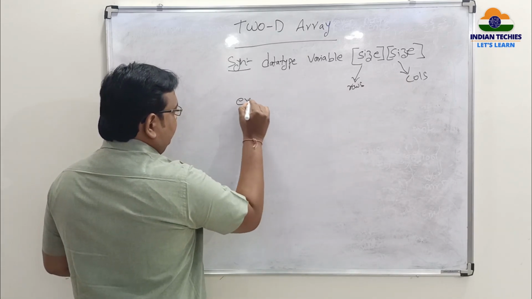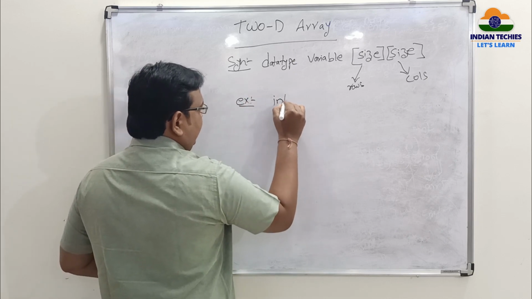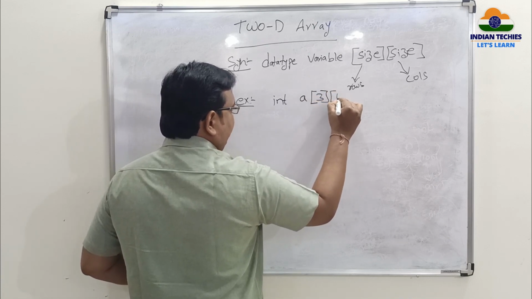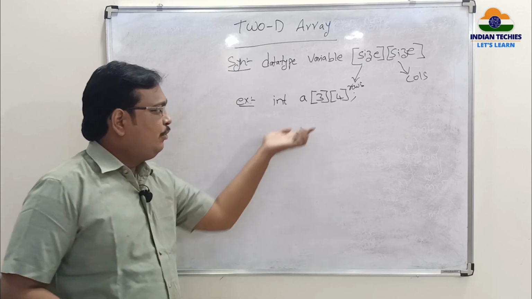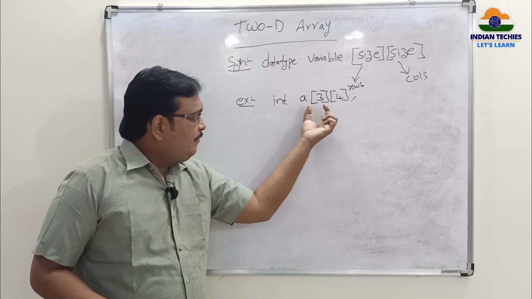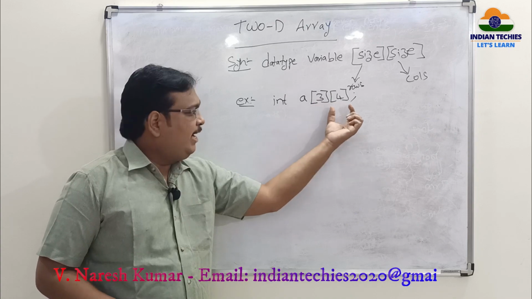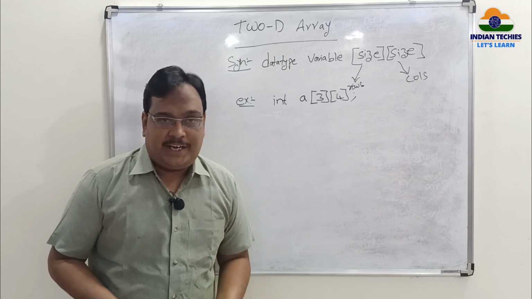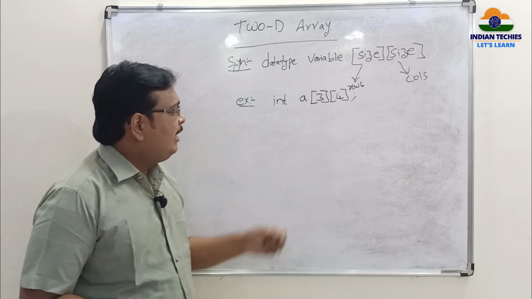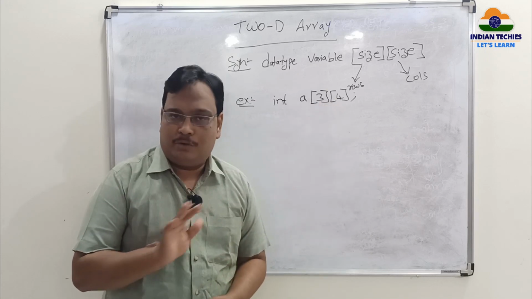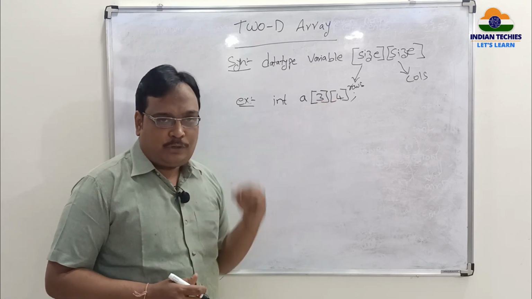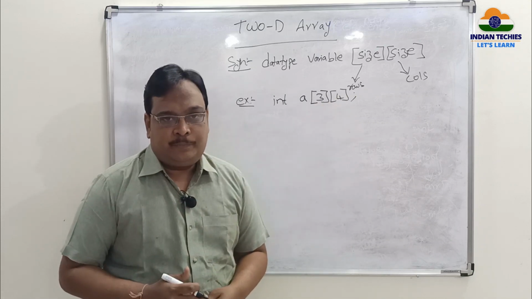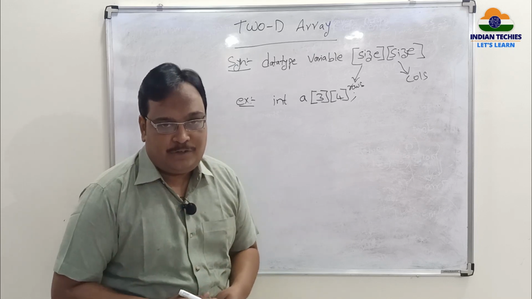For example, int A[3][4]. The array name is A, the number of rows is 3 and the number of columns is 4. This is how you declare it, with a row size of 3 and a column size of 4. How many integer variables will be created? Generally we think 3 plus 4 is 7, but that is wrong, because you have to multiply 3 rows and 4 columns, that is 3 into 4. 3 4s are 12, so a total of 12 integer variables will be created.